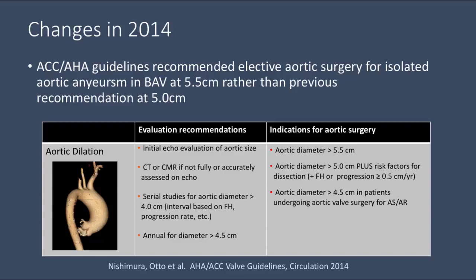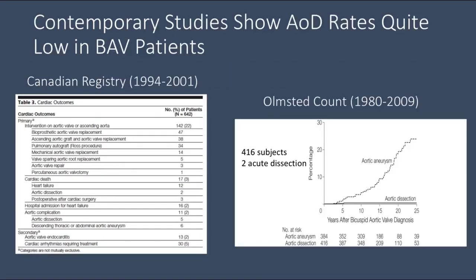The question is, why did they do this? I think partly it was because these contemporary studies show that the incidence rate of aortic dissection is actually quite low. I mentioned this Olmsted County study. A similar study looking at the Toronto registry also showed that the dissection rate was quite low. Out of 600 plus patients, there were only 5 dissections.